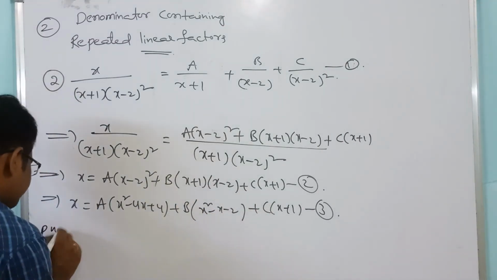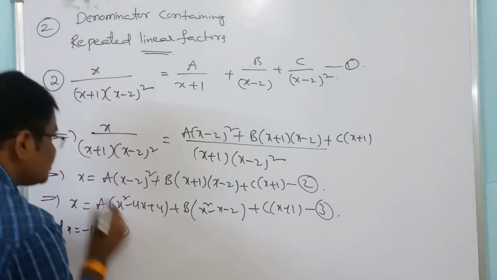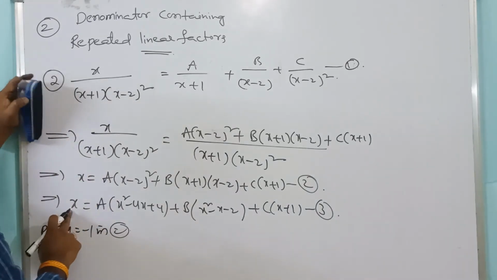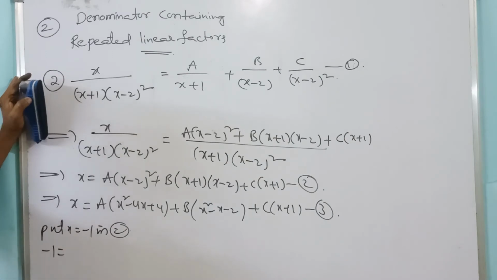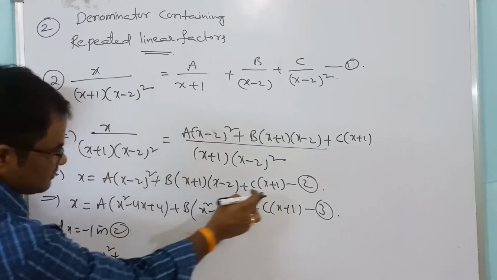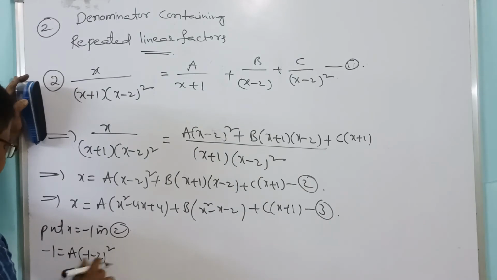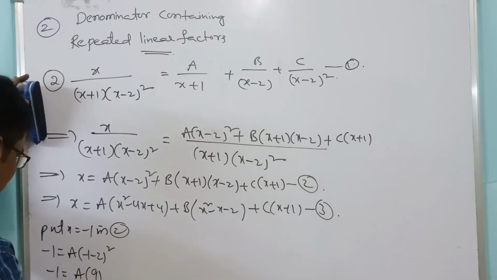Now put x equal to minus 1 in equation number 2. Here LHS is minus 1. Here a into minus 1 minus 2 whole square, minus 1 plus 1. These two terms become 0. And now minus 1 equal to a into minus 1 minus 2, minus 3 whole square, 9. So a equal to minus 1 by 9.